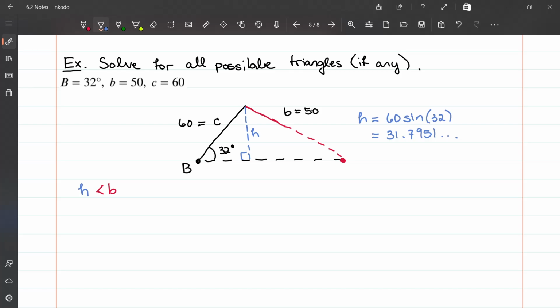So let's compare the length of the side opposite to the length of the side adjacent. And let's change color back again. We have to do proper colors here. Okay, b is 50, c is 60. So the length of the side adjacent is greater. Therefore, this is case 3, and there are two possible triangles. I guess I'll keep writing in black for now. Two triangles.